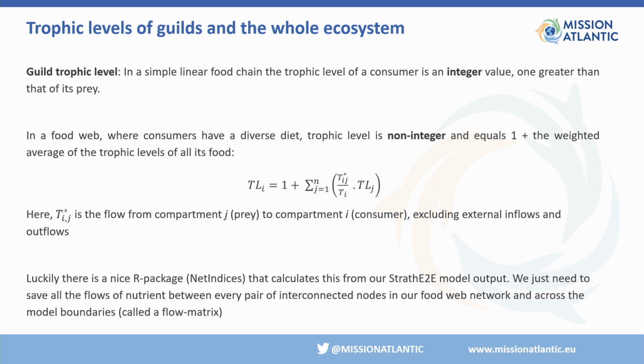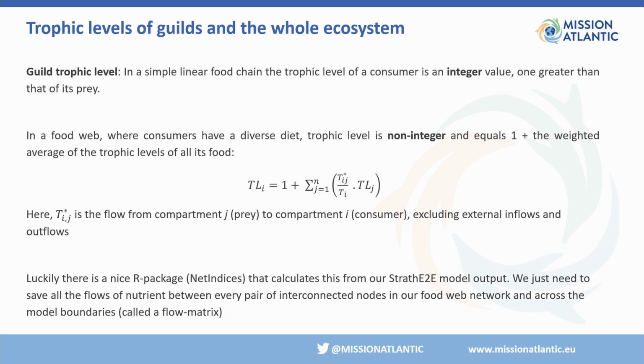So the trophic levels of guilds and the whole ecosystem. Well, the guild trophic level is a simple concept in a linear food web, because the trophic level of a consumer is just an integer 1 more than the trophic level of its prey. That's just really easy. In a food web, it's not so straightforward because the consumers have got diverse diets, they're feeding at multiple trophic levels, there are convoluted pathways through the food web, so it's just not that straightforward. So instead of that, the trophic level of a consumer is not an integer, it's a continuous variable, and it's 1 plus the weighted average of the trophic levels of all its food.